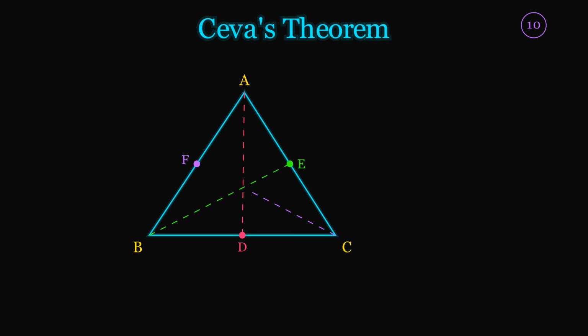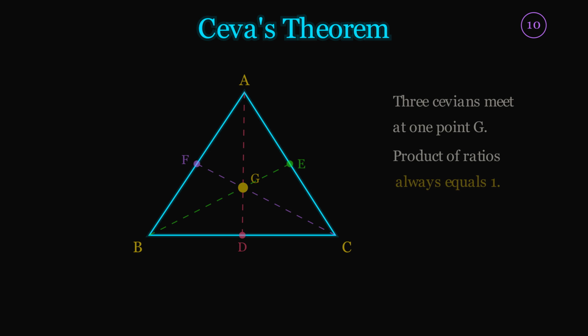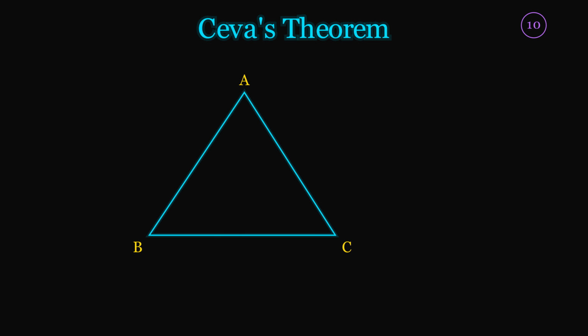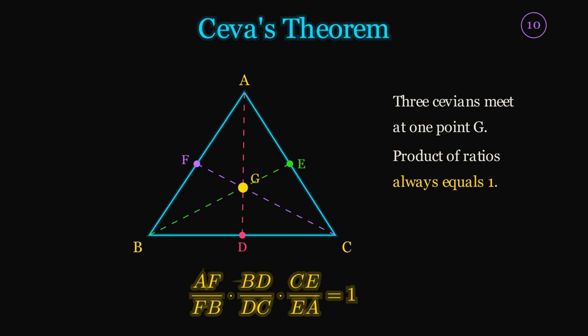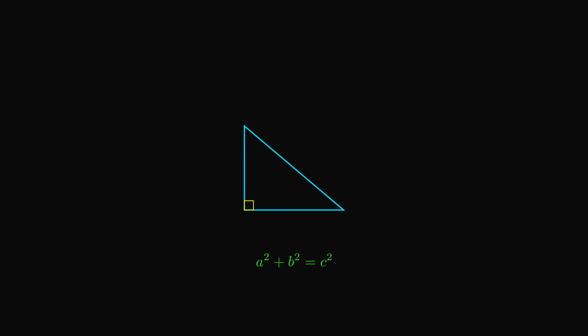This theorem is a gem for Olympiad students. If three lines drawn from each vertex of a triangle all meet at a single point inside it, then the product of three specific ratios always equals 1. Always. It works for medians, it works for altitudes, and it works for angle bisectors. They all pass through what we call a triangle center, and the product of those ratios is always exactly 1. Mind blown!